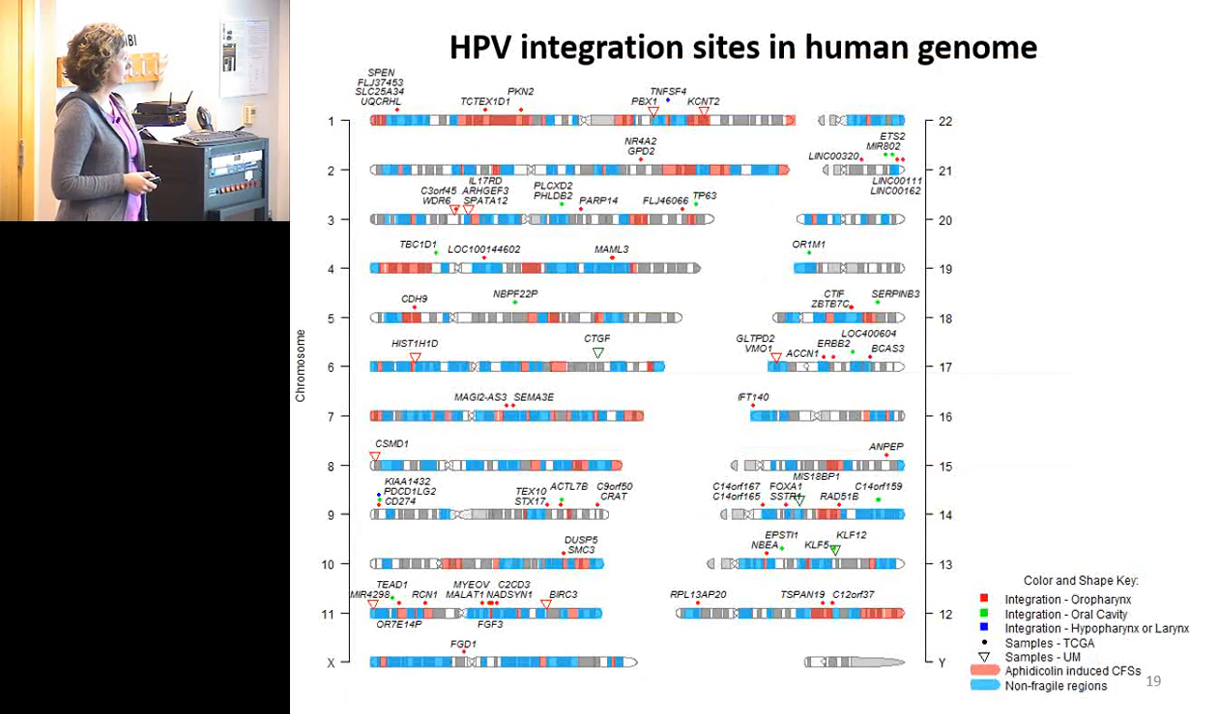This picture shows integration sites across the human genome. It's like a summary of our work. Here, dots show integration sites from TCGA samples, and triangles show integration sites from UM samples. The colors of dots and triangles show the anatomical site of the tumors, along with the names of the genes within which the virus was integrated. On the chromosomes, red regions are acidic-line induced common fragile sites, and blue is for non-fragile regions. I'm going to come back to this picture, but first a couple of slides about common fragile sites.